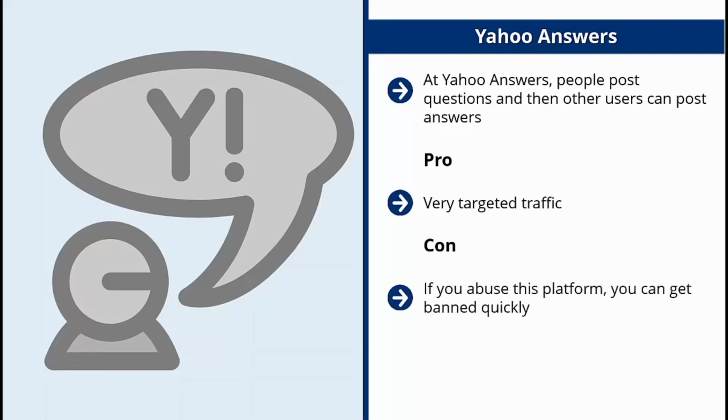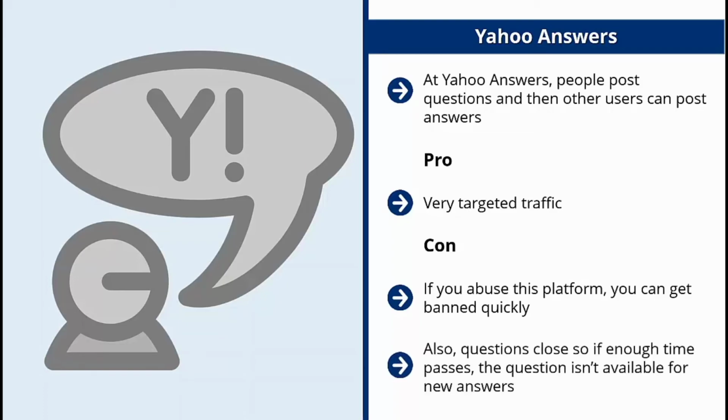Con, if you abuse this platform, you can get banned quickly. Moreover, it takes some time to get to level 3. You have to spend quite a bit of time and effort answering questions and getting selected as the best answer for you to get to that level. Also, questions close, so if enough time passes, the question isn't available for new answers.